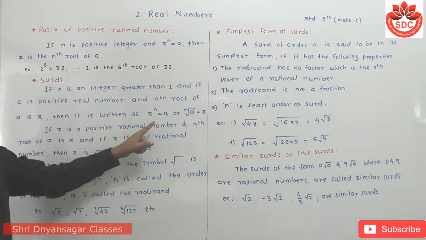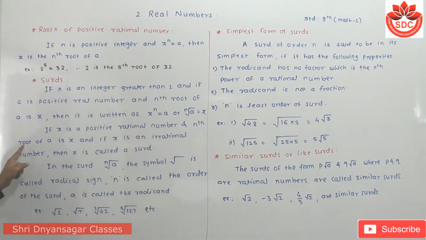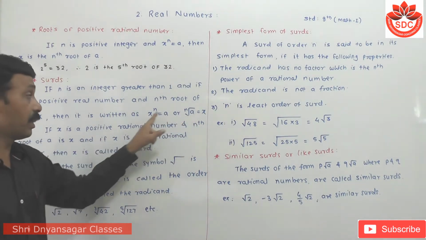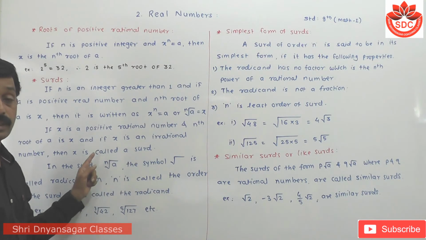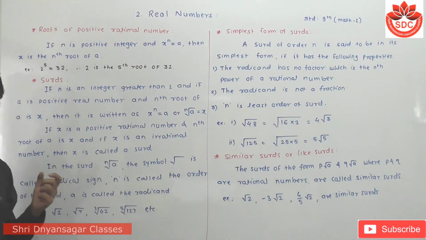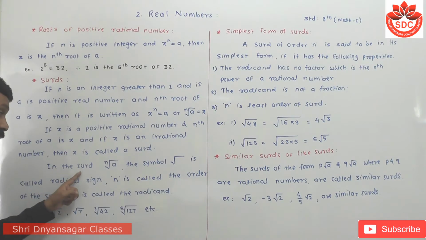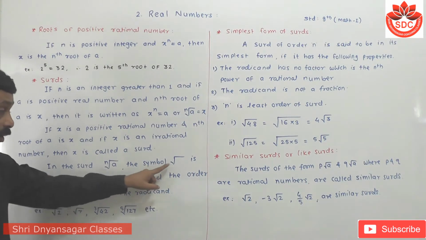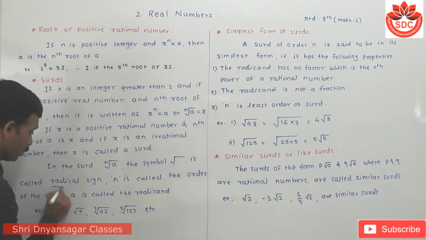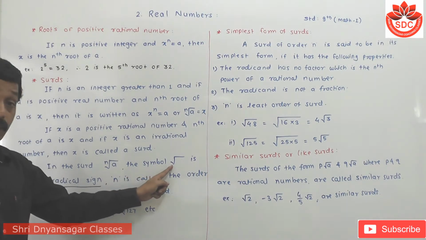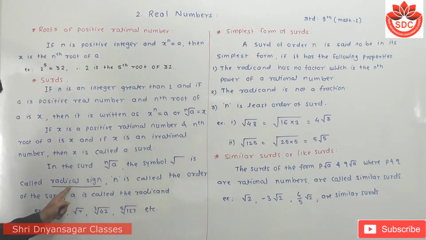If a is a positive rational number and the nth root of a is x, and if x is an irrational number, then x is called a surd. x हा irrational number असला पाहिजे. In the surd, the nth root of a, the root symbol is called the radical sign. वर्गमूळ चिन्हाला radical sign म्हणतो आपण.